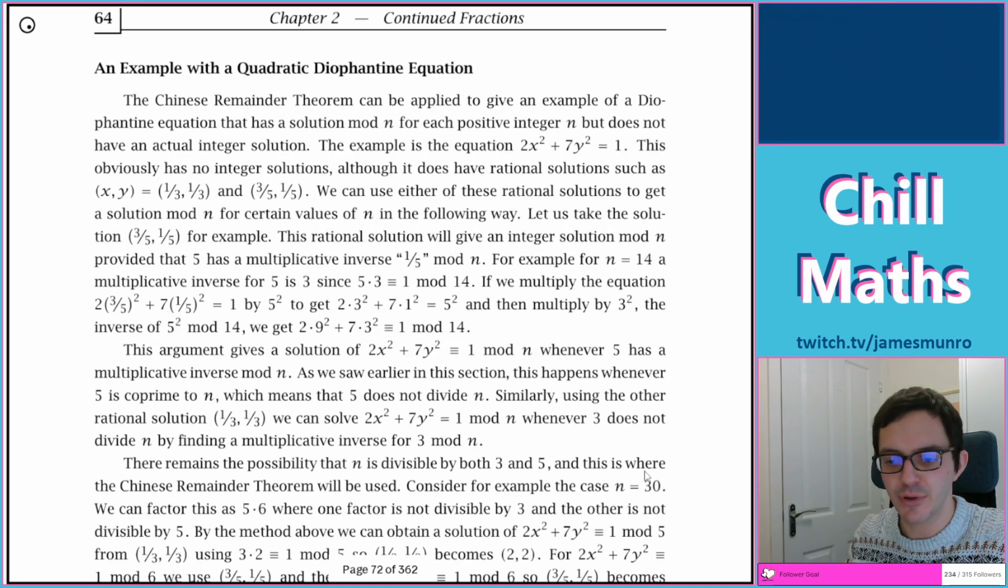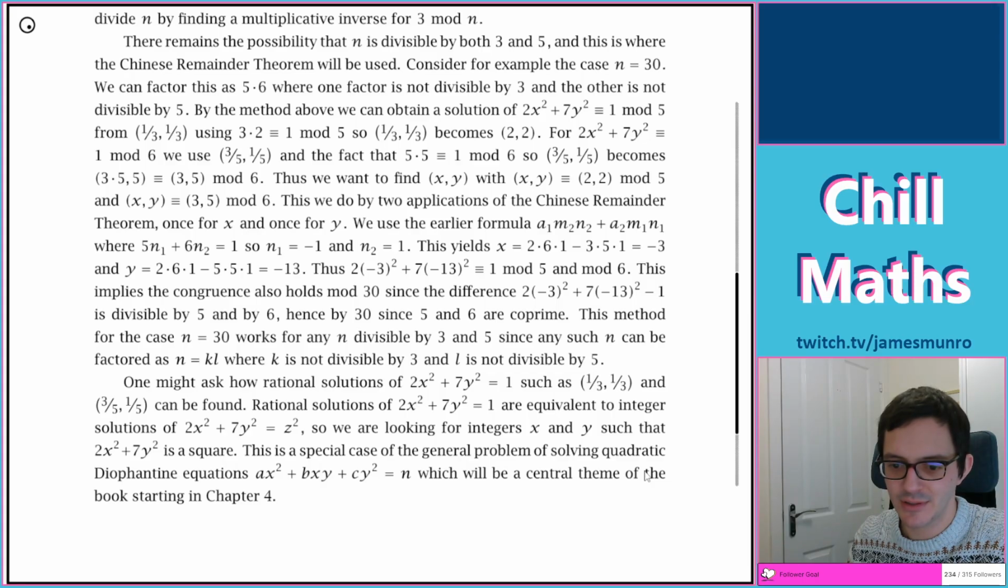Euler phi function. An example with a quadratic Diophantine equation. Okay, now we're getting there, because now we're going to get things like solutions to this. Has a solution for every positive integer n, but does not have an actual integer solution. Here's an example. Obviously it has no integer solutions because those squares will give you large numbers. It does have rational solutions like this. Solve for certain values of n in the following way. Okay. And build your solution. Special case of the general problem of solving quadratic equations. Central theme of the book starting in chapter 4.